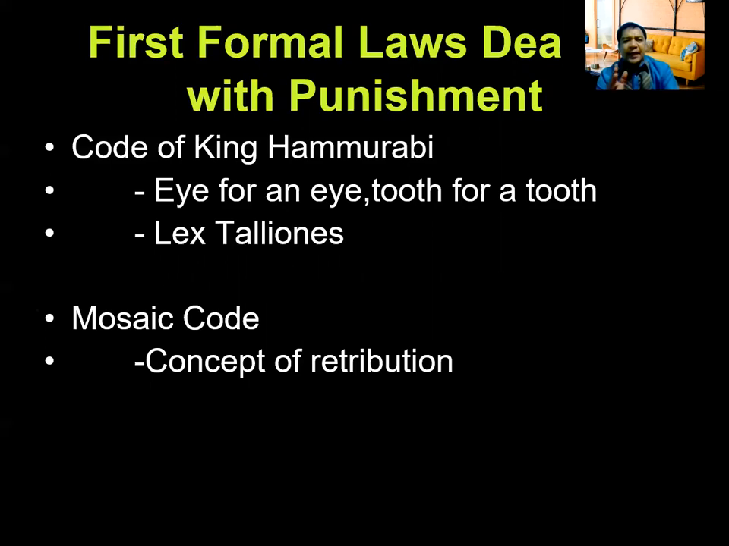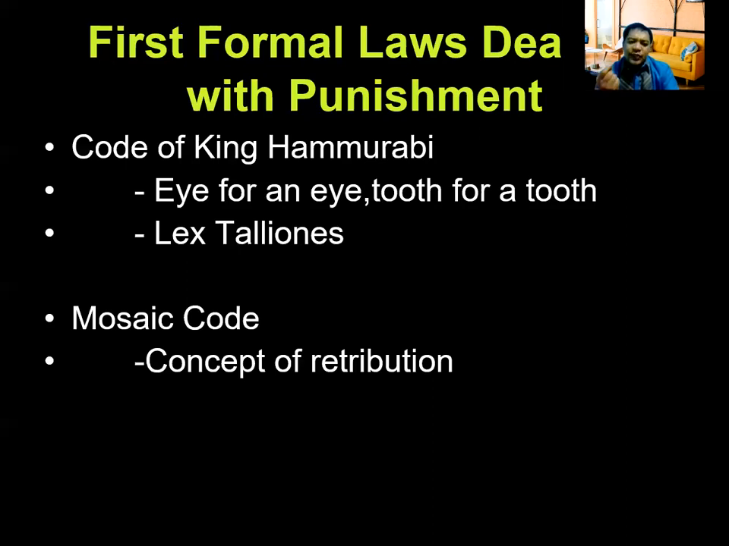And then aside from that, another formal law that deals with punishment is found in the Old Testament, with respect to what we call the Mosaic Code. From the Mosaic Code, it is of course embodied in the book of Leviticus, when it talked about allowing the use of extreme punishment. That includes, among others, flogging and burning alive.